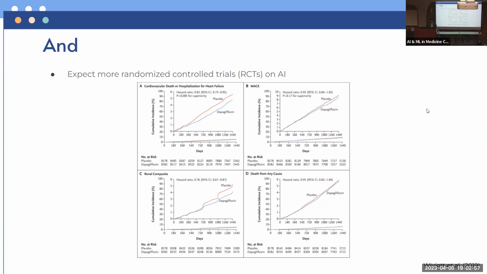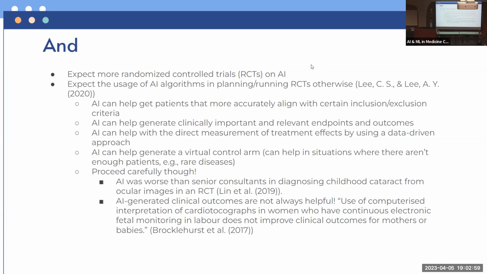So a lot of this is up and coming. And then expect usage of AI in actually planning and running RCTs. I actually found this neat paper that talks about some of the future things AI can get into in terms of planning and running RCTs. So it can help get patients more accurately aligned with certain inclusion-exclusion criteria. So if you have certain inclusion criteria, it can help you with recruiting those sorts of patients.